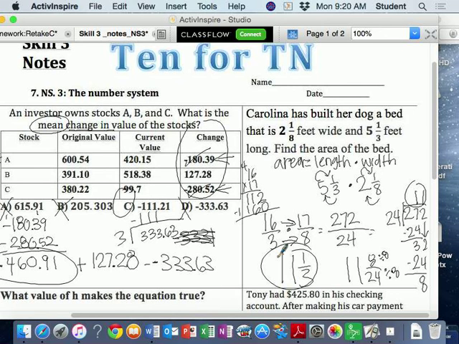Now, don't forget that I have to put the units. Very good. So what's my units? Feet squared.